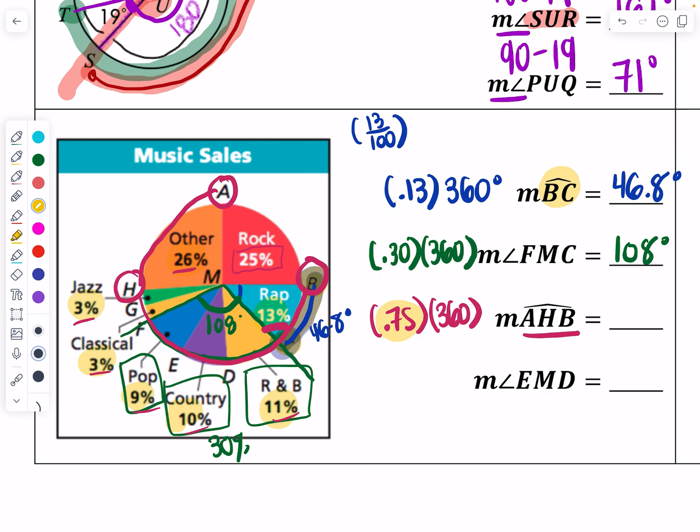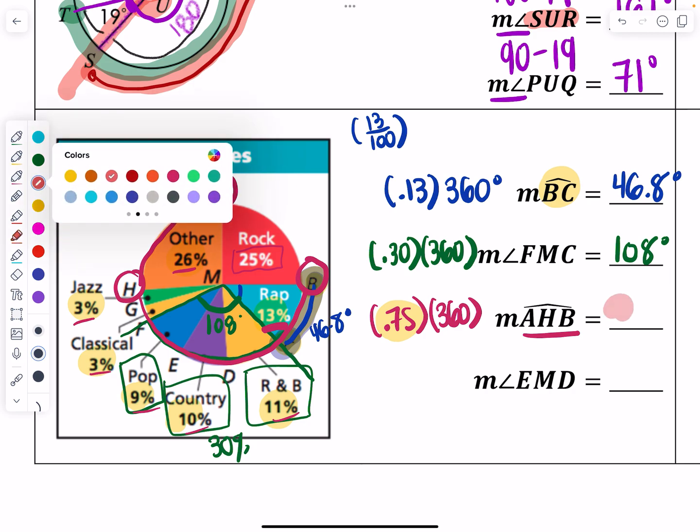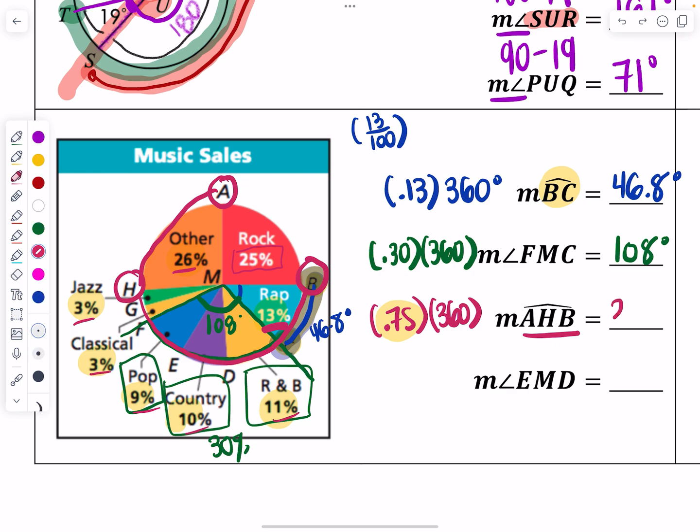So what is 75% of 360? This is something y'all are actually used to. That is going to be 270 degrees, and y'all are used to that number because we rotated things 270 degrees in the coordinate plane. So it wasn't quite a full circle, it was 3/4 of a circle.